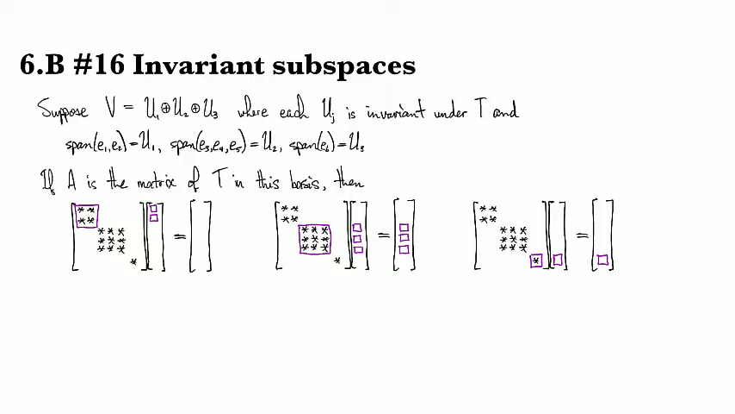Suppose we've got some vector space and it's the direct sum of U1, U2, and U3. And each of these is an invariant subspace under T. Just to make things concrete, I'm going to take the first one to be the span of E1 and E2, the second one to be the span of these other three vectors, and the third one is just going to be a one-dimensional guy.